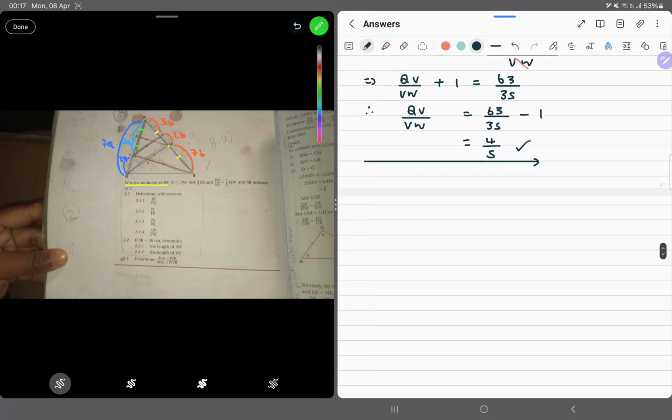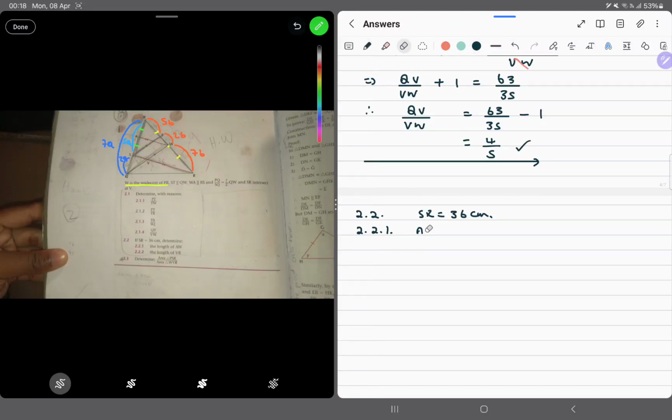Okay, let's continue, guys. There's more questions here. We've got 2.2. So 2.2, we've got 2.2.1. We are told here SR is equal to 36 centimeters. 2.1 says let's find the length of AW. So now where's AW? AW is this side. We are given SR. So from the midpoint theorem, we know this side is going to be half of SR. So this is great. So we know now what we want, AW.